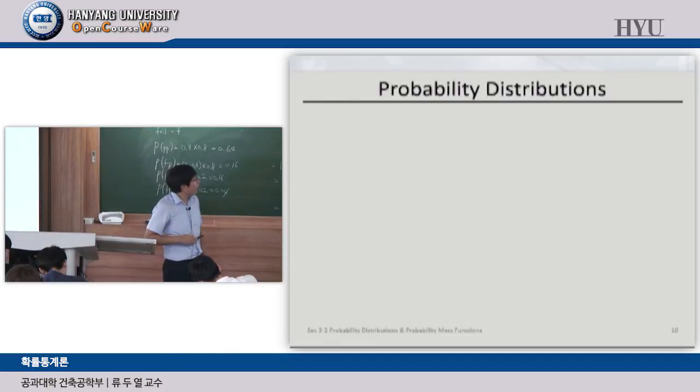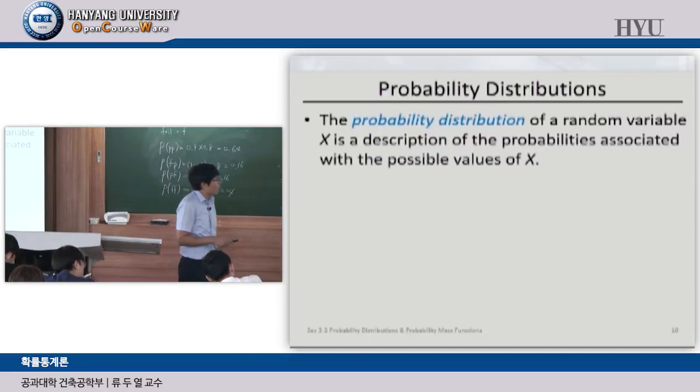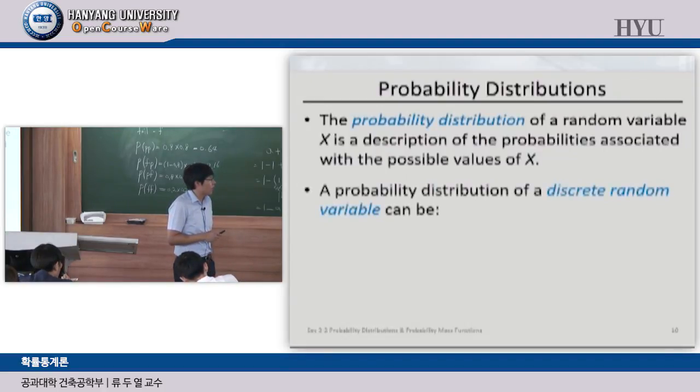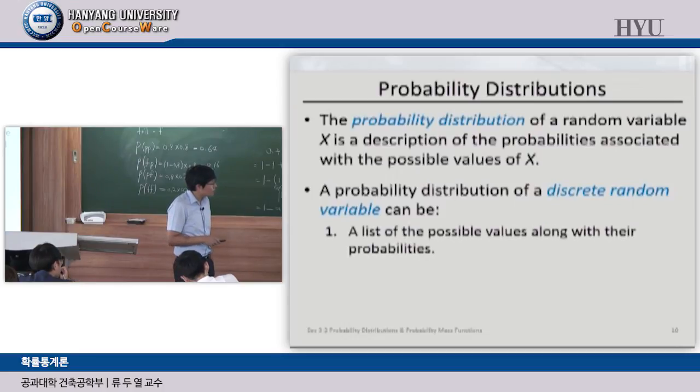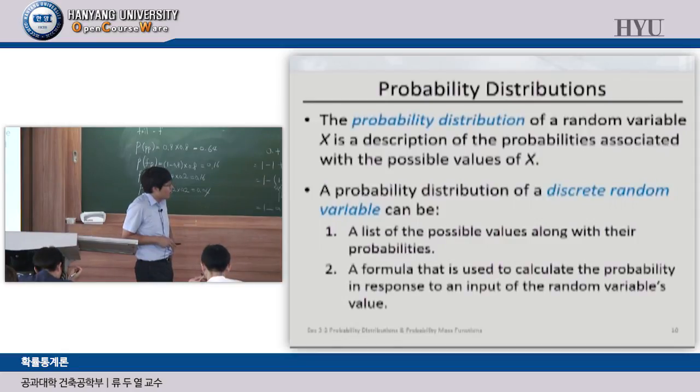So we are going to learn about the probability distributions also. And the probability distribution of a random variable x is a description of the probabilities associated with the possible values of x. A probability distribution of a discrete random variable can be a list of the possible values along with their probabilities. So normally we can express this as a table or figure. This can be explained in the later slide, okay? And also a formula that is used to calculate the probability in response to an input of the random variable's value.